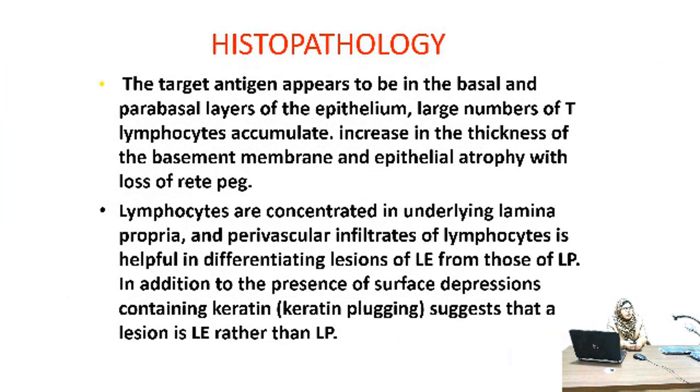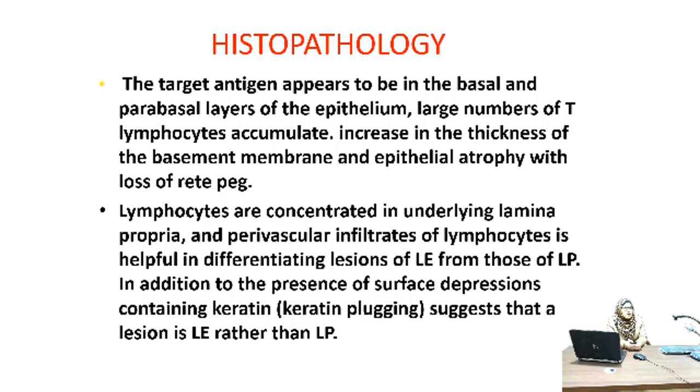The histopathology: the target antigen appears to be in the basal and parabasal layer of the epithelium. A large number of T lymphocytes accumulate, and there is an increase in the thickness of the basement membrane, with the epithelium atrophied with the loss of rete ridges. The lymphocytes are concentrated in the underlying lamina propria, and perivascular infiltration of lymphocytes is helpful in differentiating lupus erythematosus from lichen planus.